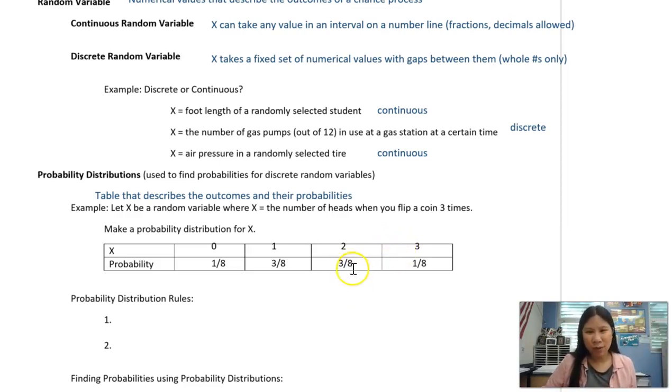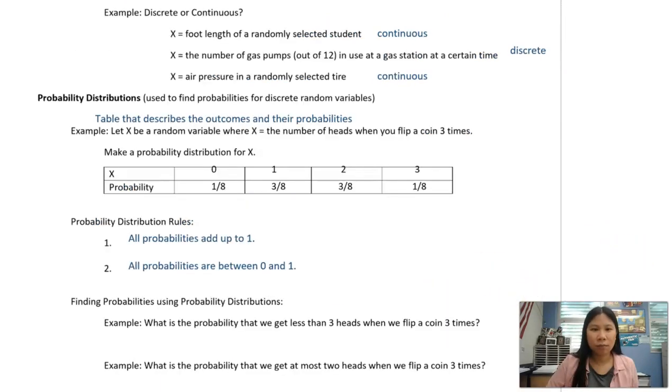So 3 ways out of 8. And then the last one is if we were to get all 3 heads, so heads, heads, heads. There's only one way to do that out of the 8. So that's our probability distribution. The same rules apply as a probability model.